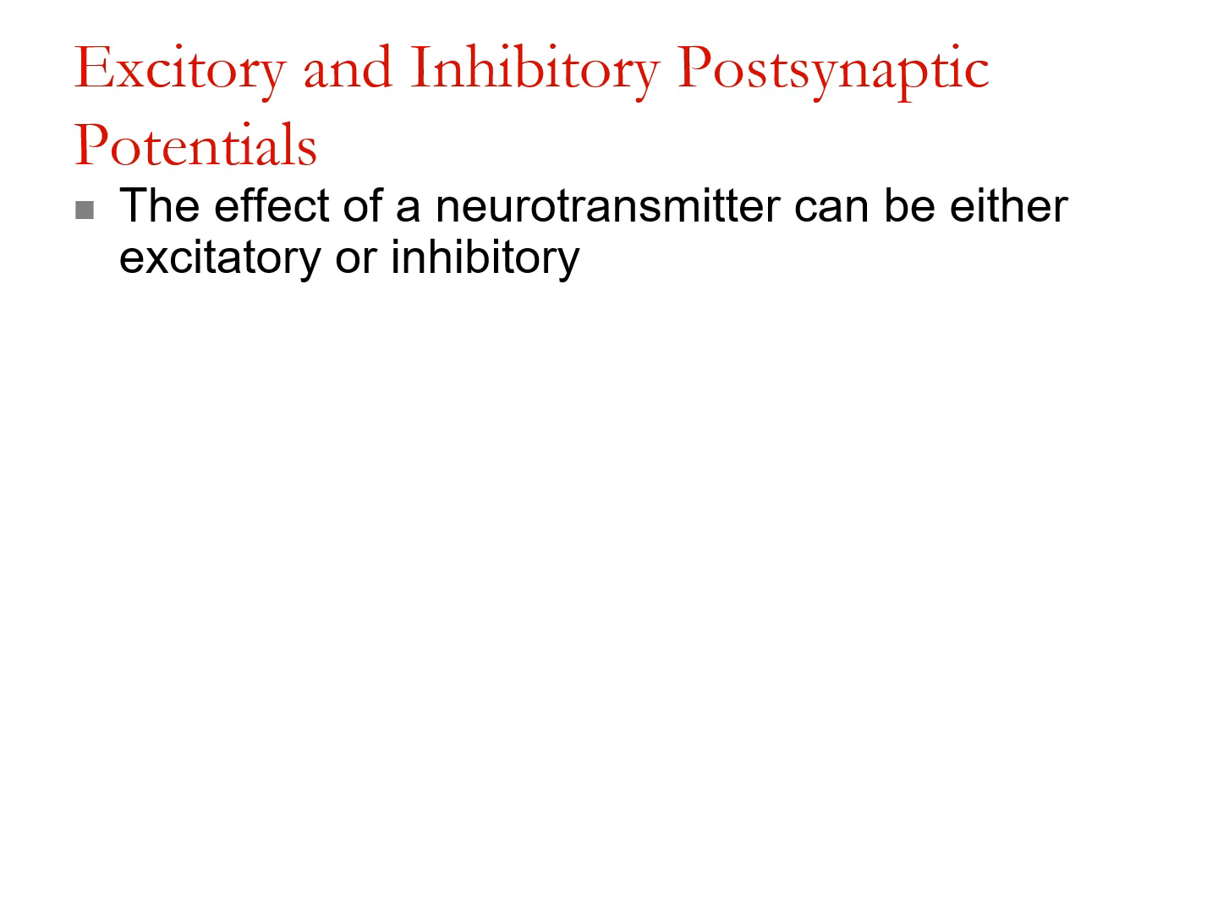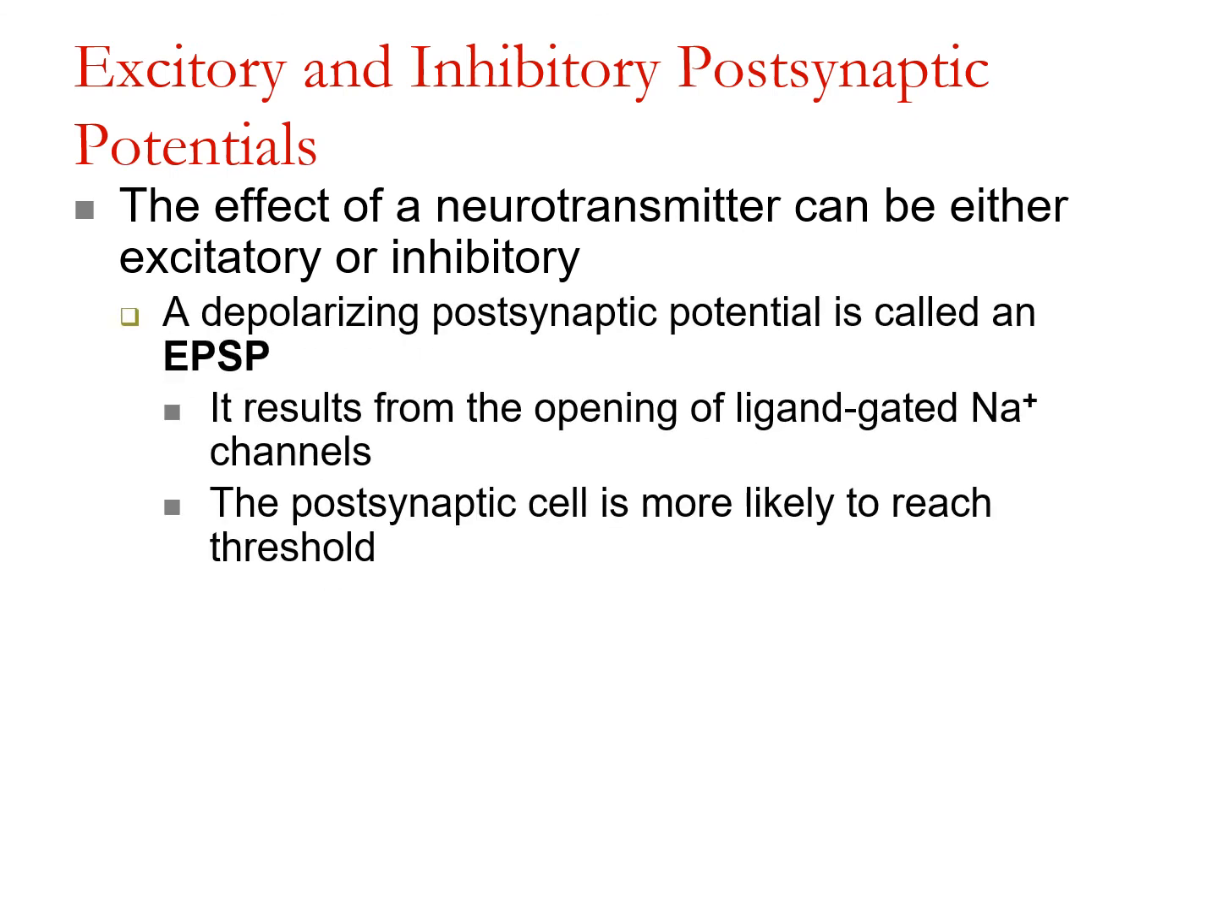So when a neuron releases its neurotransmitter, it is called the presynaptic neuron. And the effects of that neurotransmitter can be either excitatory or inhibitory on the cell that is being signaled, which is called the postsynaptic cell. Excitatory postsynaptic potentials depolarize the membrane. So they're abbreviated EPSP for excitatory postsynaptic potential.